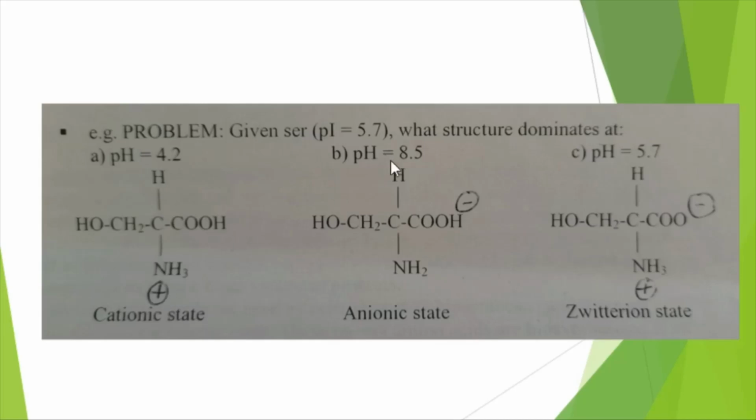But if it is subjected to higher pH than your 5.7, it's 8.5 here. So your serine will be in anionic state. Okay, it already has a negative sign here. So that's anionic. But if you say cationic, it has a positive charge. But anionic has a negative charge. So that's the characteristic of your amino acids with isoelectric point.